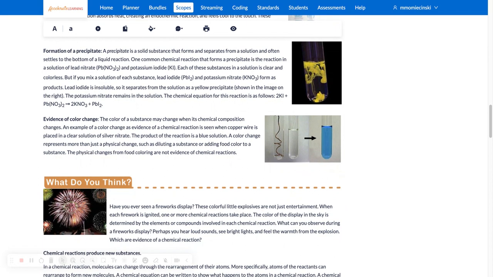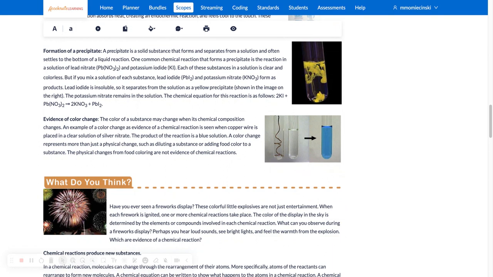Formation of a precipitate. A precipitate is a solid substance that forms and separates from a solution and often settles to the bottom of the liquid reaction. One reaction that forms a precipitate is the reaction in a solution of lead nitrate and potassium iodide.